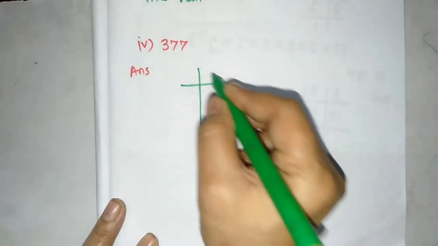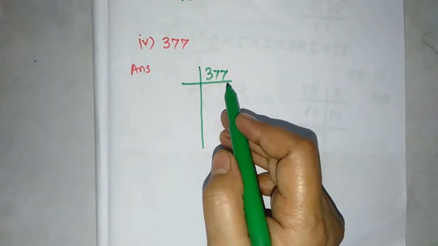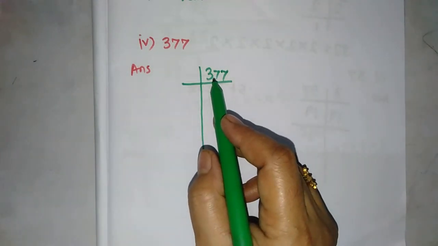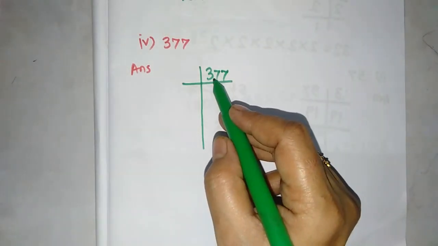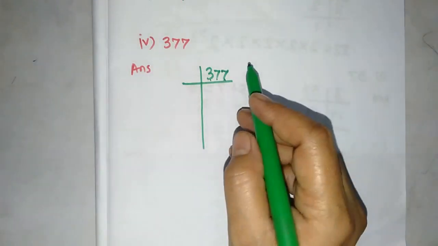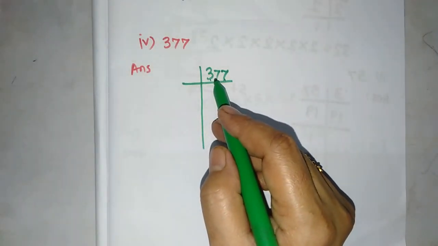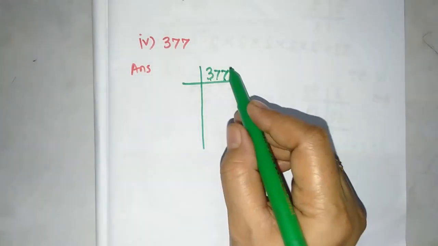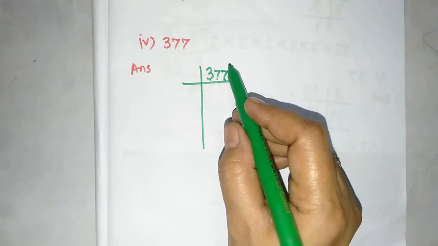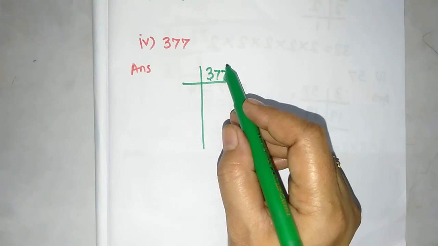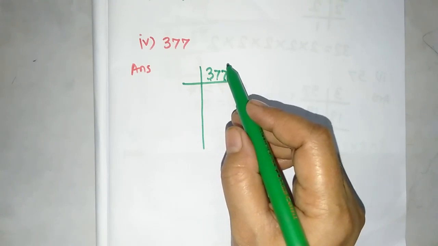Next is 377. It is an odd number, so it is not divisible by 2. And check whether it is divisible by 3. Take the addition of digits: 7 plus 3 is 10 plus 7 is 17. So 17 does not come in the table of 3, so it is not divisible by 3, as well as not divisible by 9. It is not an even number, so it is not divisible by any even number, for example 2, 4, 6, 8, 10, 12, etc.